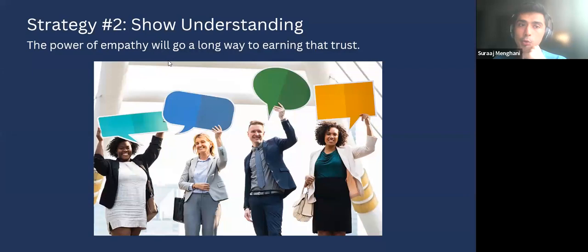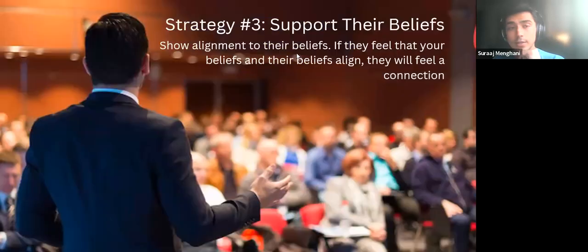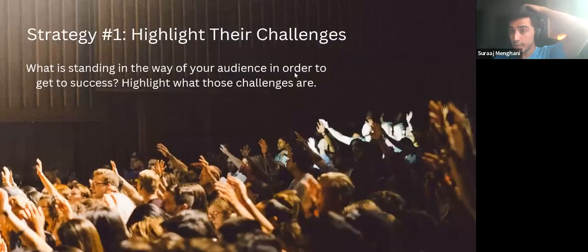Okay. Number 2 is show understanding. The power of empathy will go a long way to earning that trust. Okay. And we'll come back after doing 3. We'll understand each one better. Number 3 is support their beliefs. Show alignment to their beliefs. If they feel that your beliefs and their beliefs align, they will feel a connection. Okay, now it might sound very simple, but it's not. So as you rightly said, the first one, let's take an example of a brand other than 5 star to understand these better.